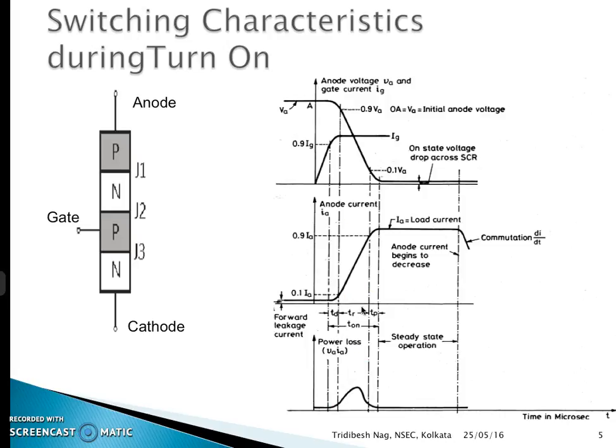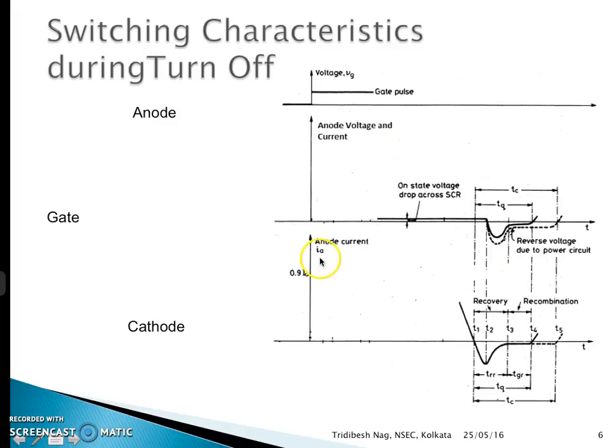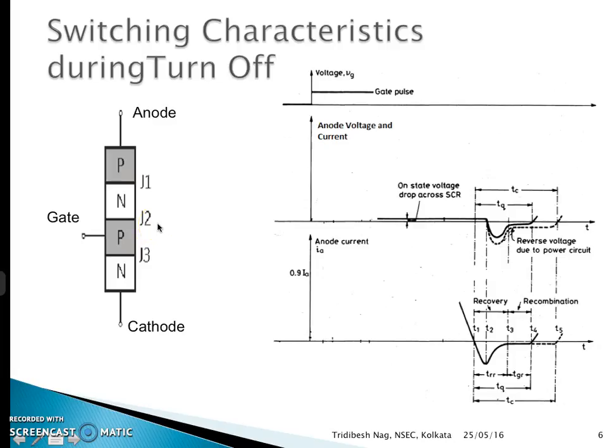However, the main factor determining TR is the nature of the anode circuit. For example, for series RL circuit, the rate of rise of anode current is slow, therefore TR is more. For RC series circuit, di by dt is high, TR is therefore less. Okay, now next is the switching characteristics during turn off. This is the characteristics and this is the block diagram.